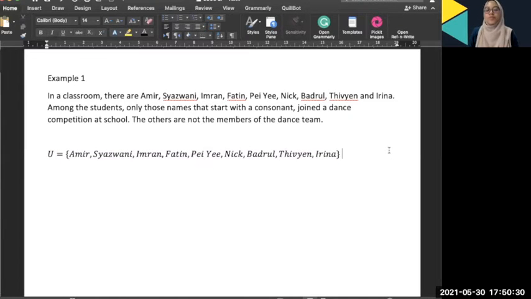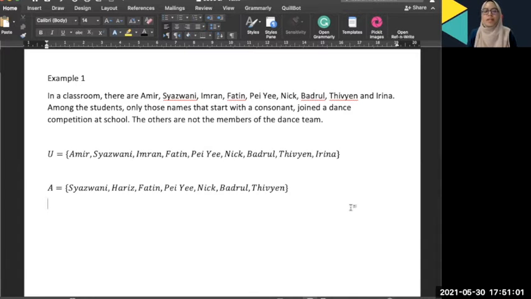Then we can proceed to identify our set. It was given a characteristic where the set must consist of students whose names start with consonants. So here we're going to have Shazwani, Fatin, Pei, Nick, Badrul, and Tibian as our set, and we can denote this set by the letter A. Then what happens with the other elements that are not listed in set A? Yes, they become the complement of set A. Okay, then who are the elements of the complement set? Correct, they are Amir, Imran, and Irina.